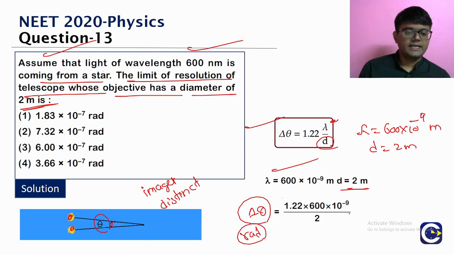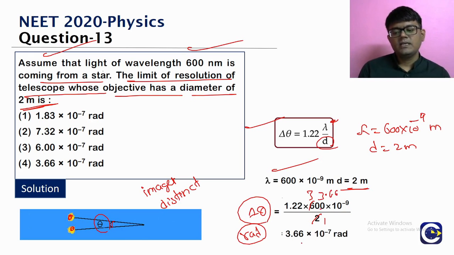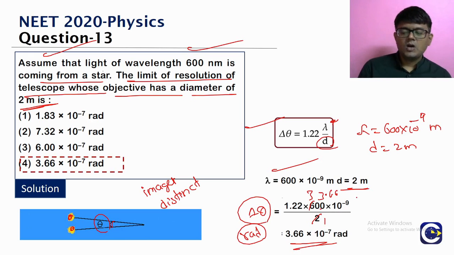So if you simplify it, what are we going to get? Look at it. This is 2 ones are 2, 2 threes are 6. So 1.22 into 3 is 3.66. And 100 into 10 power minus 9 is 10 power minus 7. So what is the answer going to be? 3.66 into 10 power minus 7 radians. Option 4 is the correct answer.